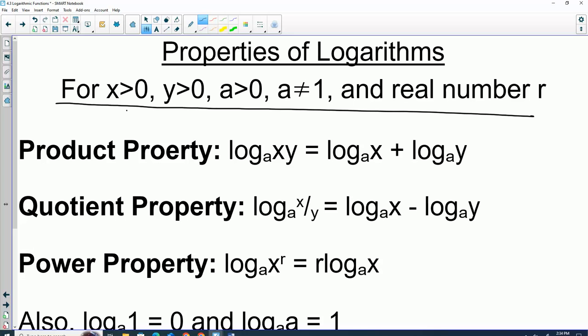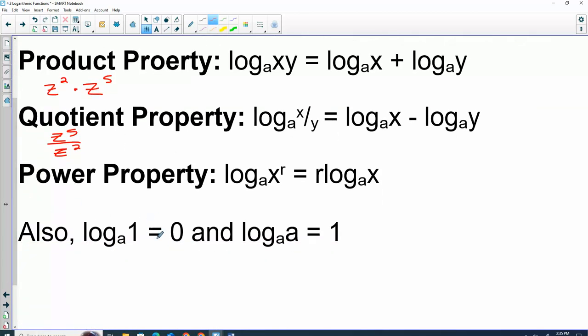All of this stuff is related to exponent laws. Think about if I said you had z squared times z to the fifth. What do you do with those exponents? Add them. So if we have the log of things being multiplied, we add our logs. If I said you had z to the fifth over z squared, what do we do with those exponents? Subtract them. So that's why we subtract our logs.